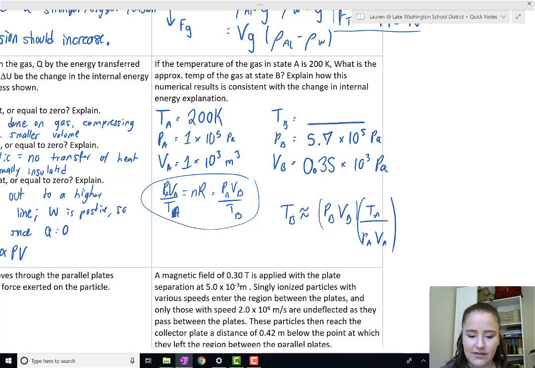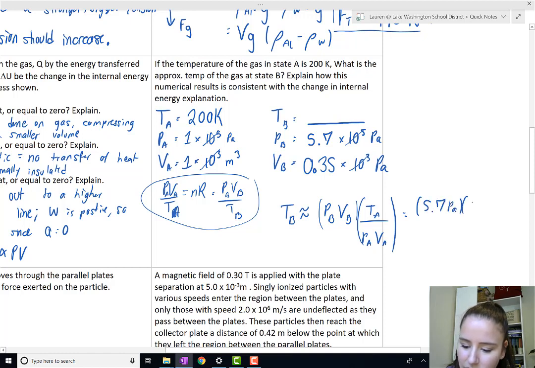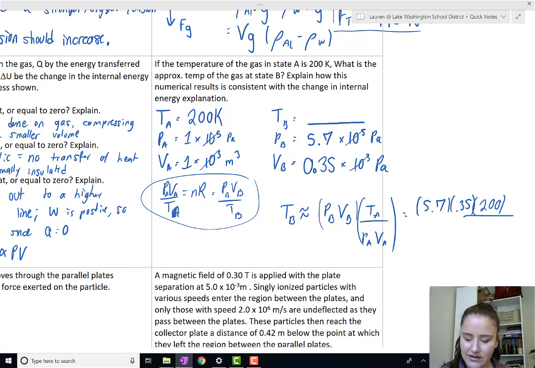Okay. And so then let me just go ahead and plug in the values into my calculator. We can simplify these values. The 10 to the fifths and 10 to the thirds will cancel out. That makes things a little bit easier. So we have the pressure at state B, 5.7, times the volume, 0.35. I'm not even going to put the units just to save room here. We're just doing approximations. Temperature A, 200, divided by, hey, look, it's 1 times 1. So 5.7 times 0.35 is about 2, times 200. So I got 399, so about 400 Kelvin.